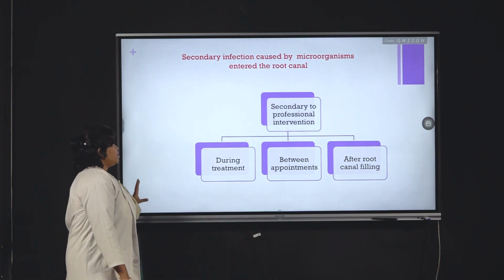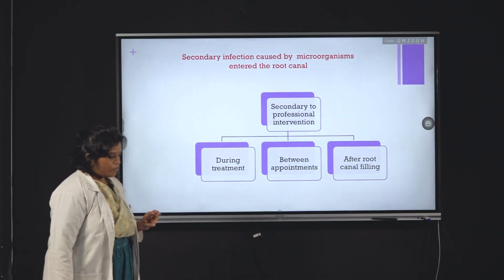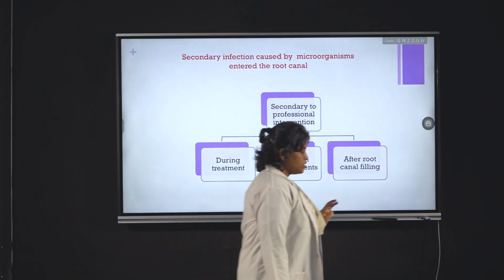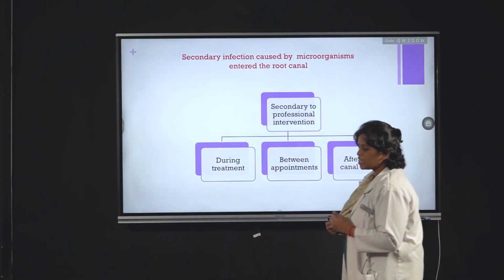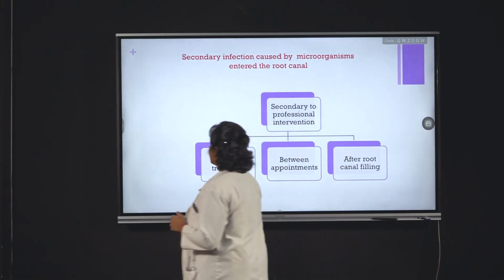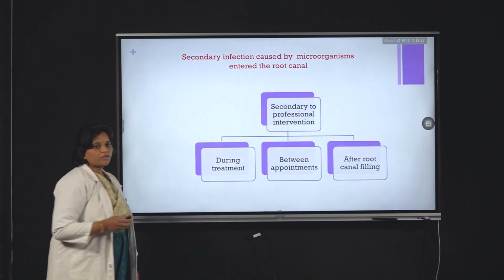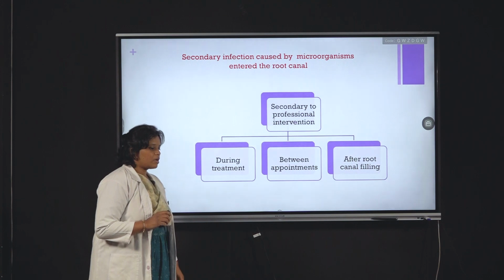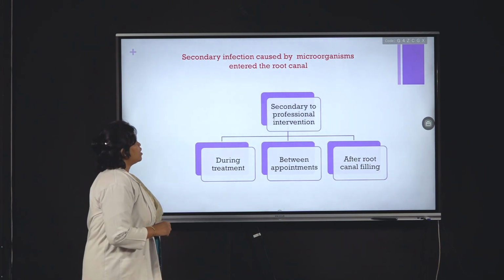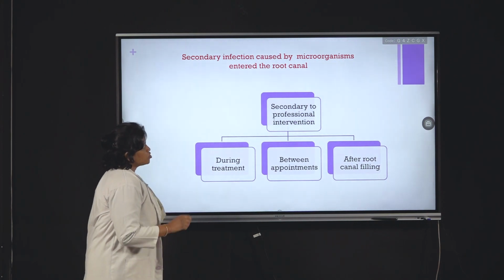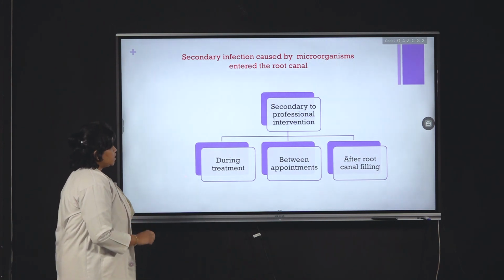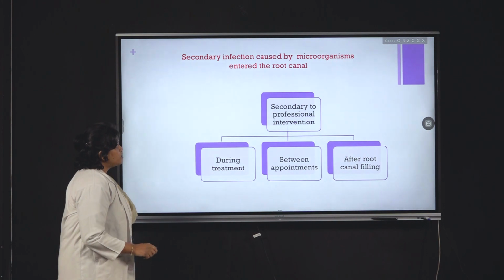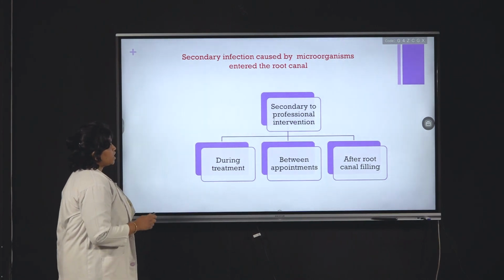Now coming to the secondary infection, it is one which was not present in the beginning but then gets introduced later into the tooth structure. For example, a patient comes to us with a completely asymptomatic tooth, with no bacterial presence at all. But because of a lack of aseptic technique, when we don't follow proper technique during the treatment, we introduce bacteria, and that causes secondary infection of the root canal system.